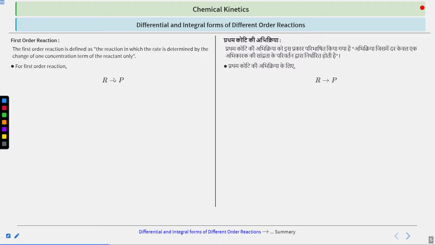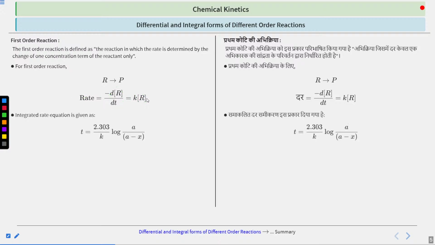Suppose we have a reaction going from R to P, where R is the reactant and P is the product. Then the rate can be written as minus dR by dt. Again, I am writing the differential rate law first of all. The negative sign denotes that the reactant concentration is decreasing. So minus dR by dt is equal to kR. This is our overall rate law. K is the rate constant and R is the concentration of the reactant, and it has power 1 because this is a first order reaction.